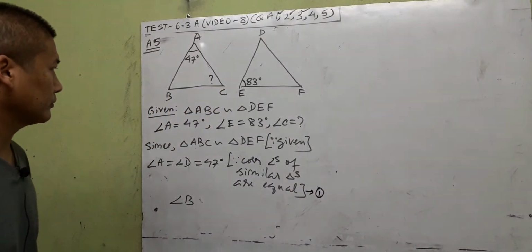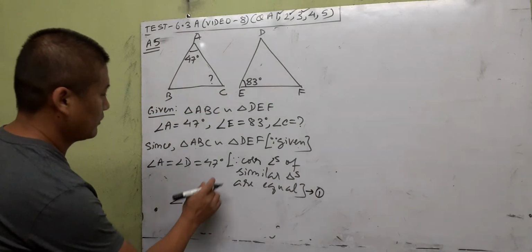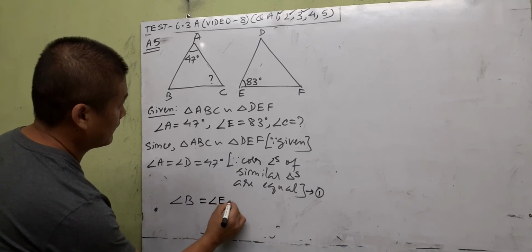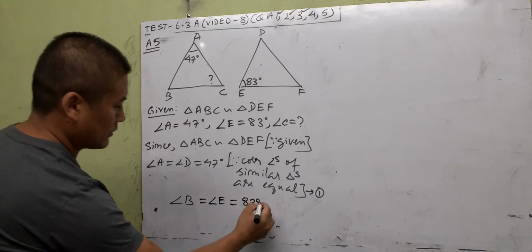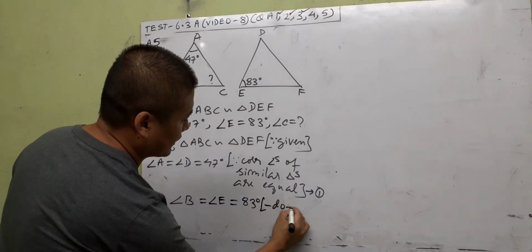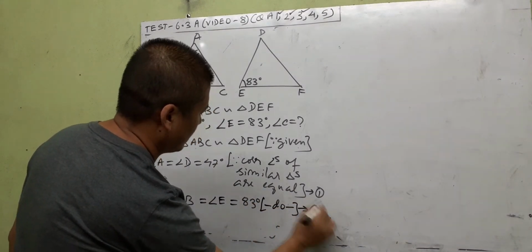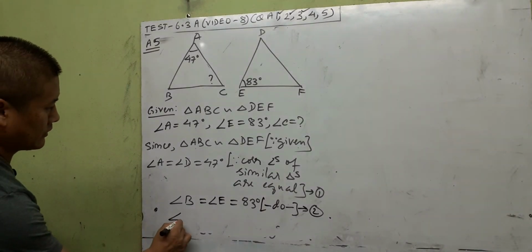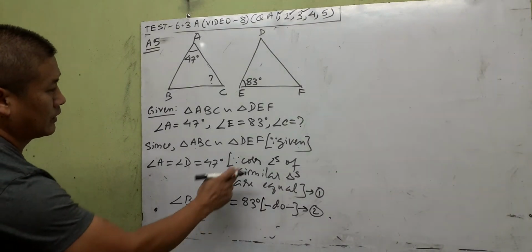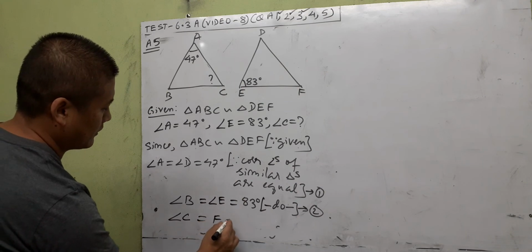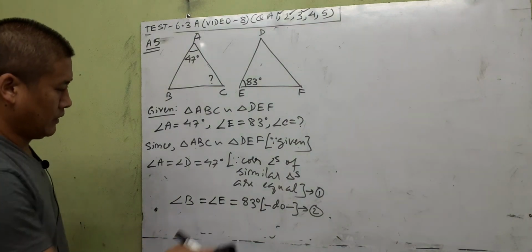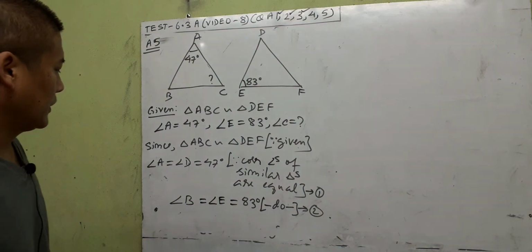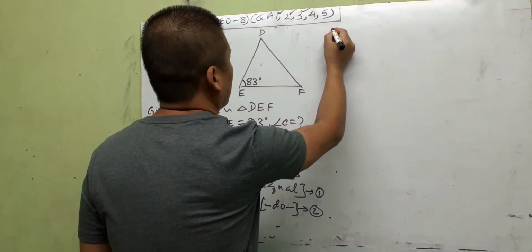Then B will be equal to second letter here, E, and E is 83 degree already, so both of them will be 83. This is the same reason, corresponding angles of similar triangles are equal. Then third letter, angle C will be equal to angle F. Okay, so these two are enough, I think. So with this, we can write here, therefore, we have to find C.